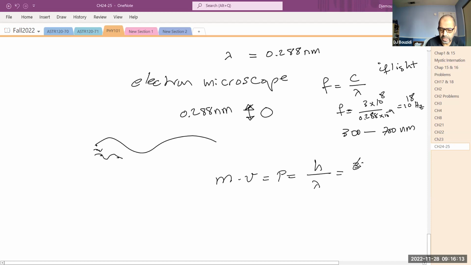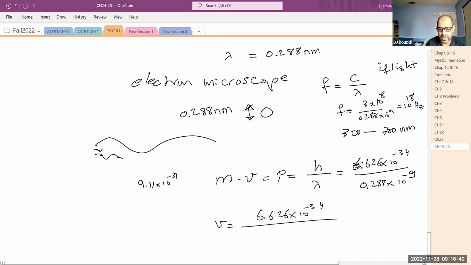H in this case is 6.626 times 10 to the negative 34, divided by lambda. Lambda is 0.288 times 10 to the negative 9. And the mass of the electron is 9.11 times 10 to the negative 31, times the velocity. From here, we can find the velocity to be exactly 6.626 times 10 to the negative 34 divided by all of these numbers, 0.288 times 10 to the negative 9. That is the wavelength. Divided by the mass of the electron. The mass of the electron is 9.11 times 10 to the power negative 31.